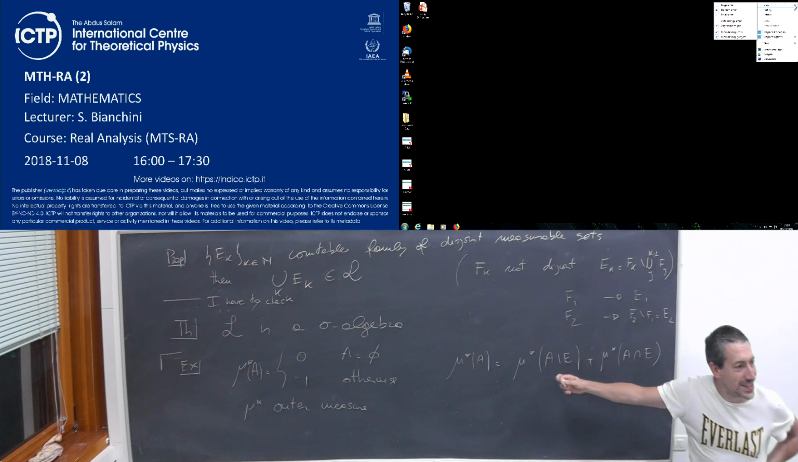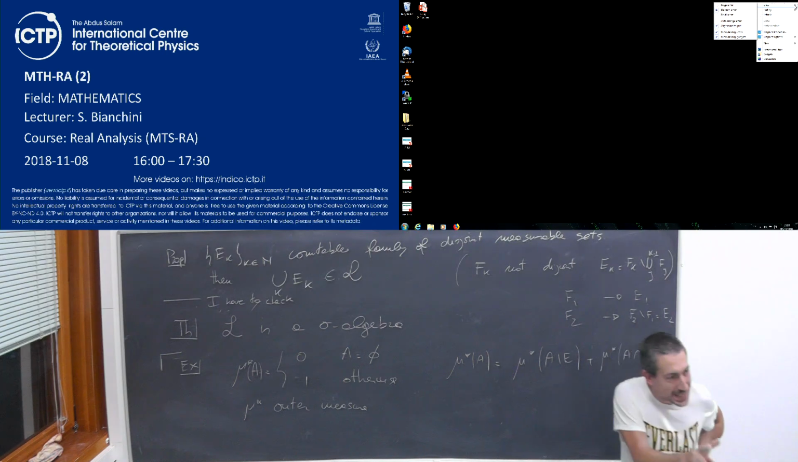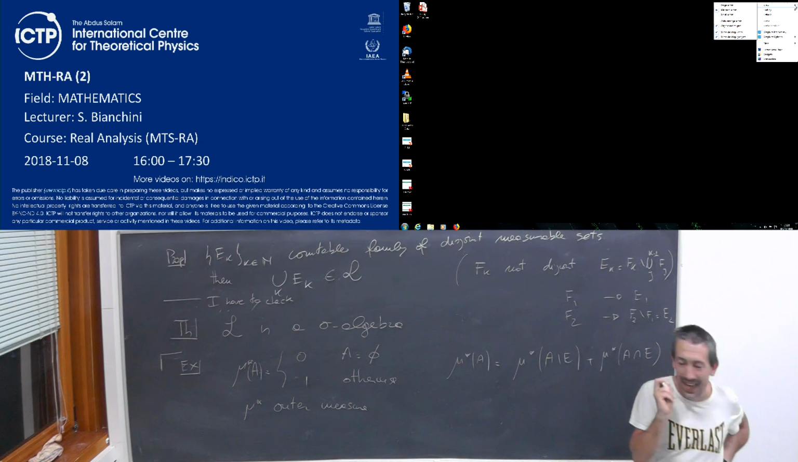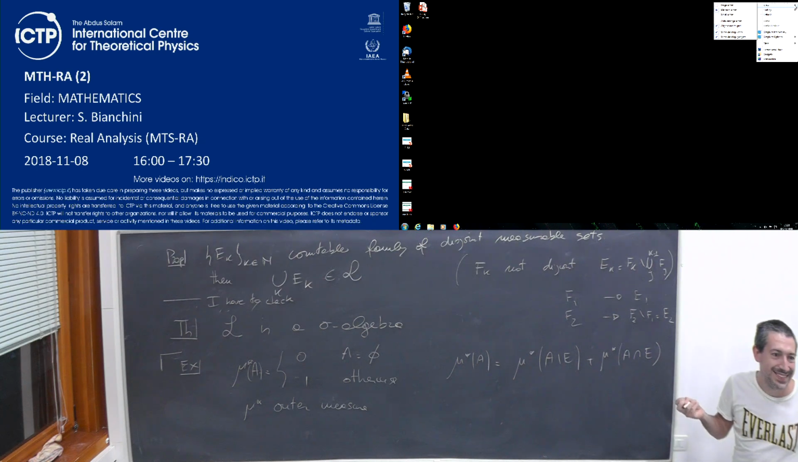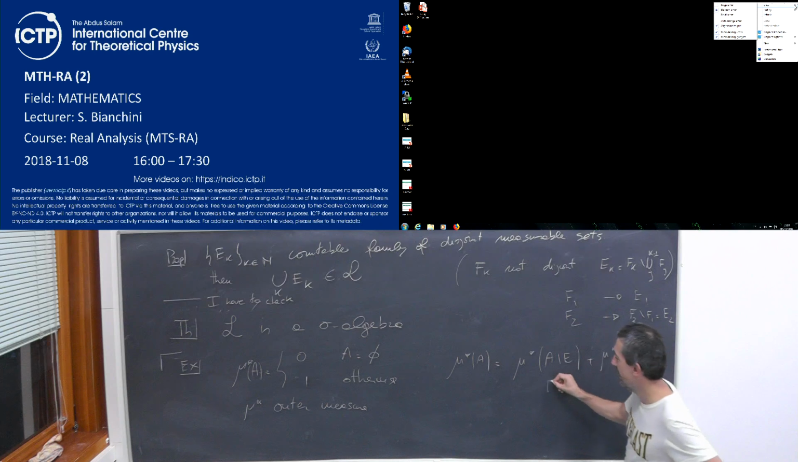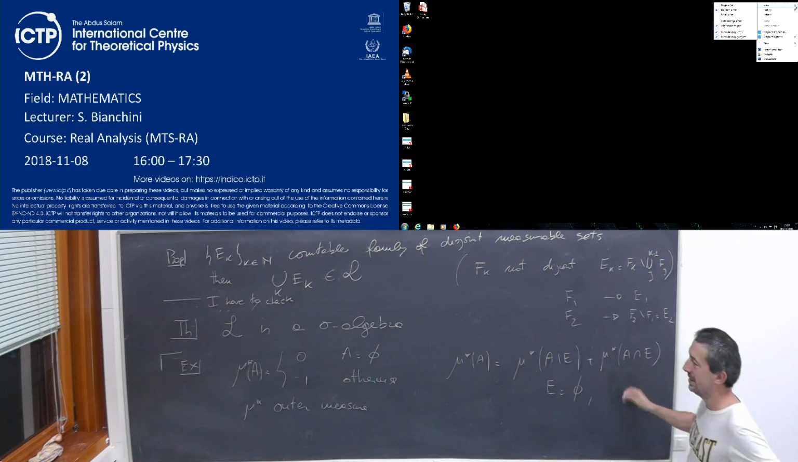Okay, so which sets are measurable? You're partitioning A into two parts. And so if A is not empty, then one of them is not empty. Both of them. So it's infinity, infinity, infinity. So the only measurable set is equal to X, or the whole set.